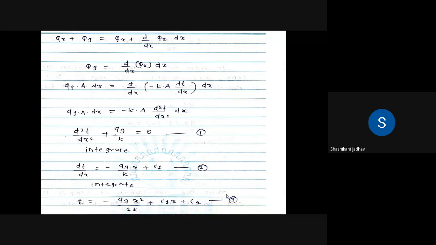We have already written the equation for qx plus dx by the Taylor series expansion. So what is that equation? qx plus d by dx into qx into dx. So all of you write down the equation. Instead of qx plus dx, we have to put the value of qx plus d by dx into qx into dx.